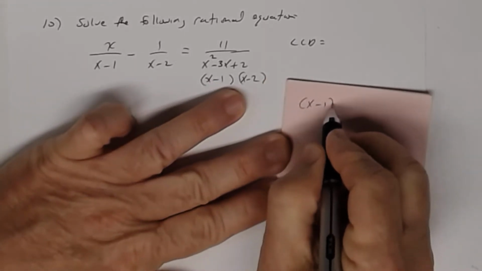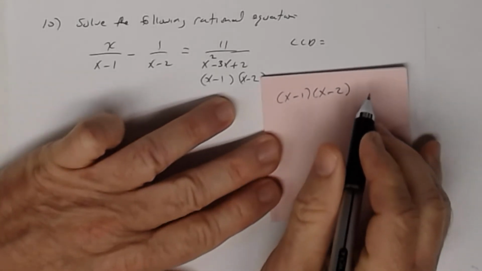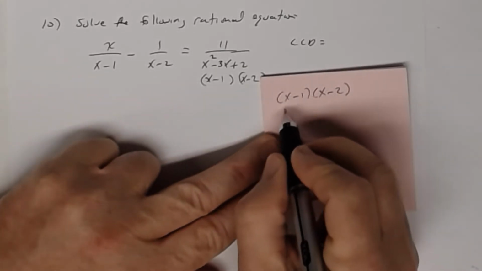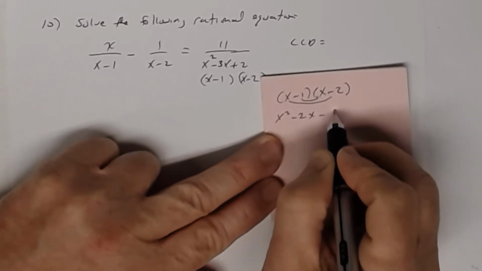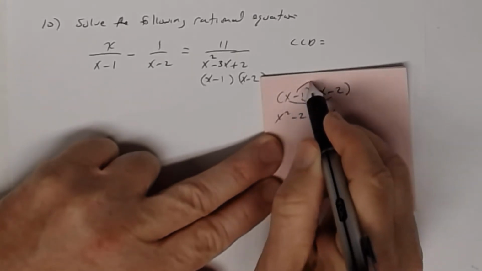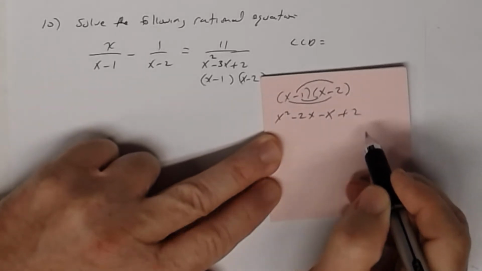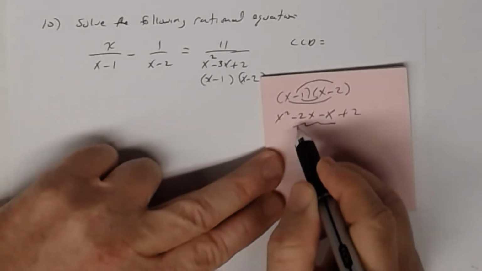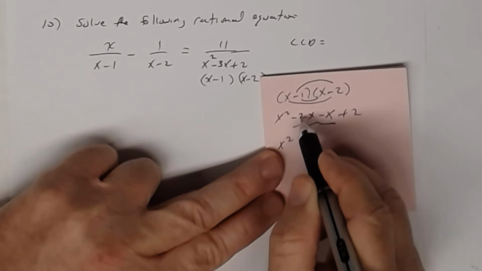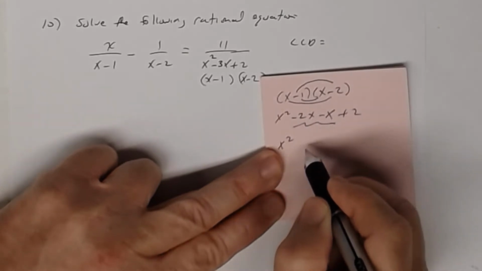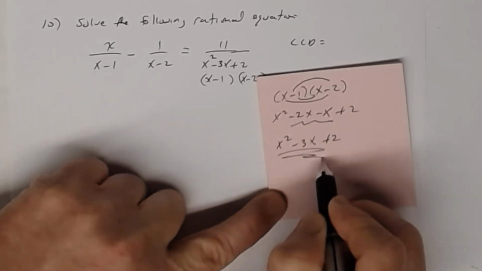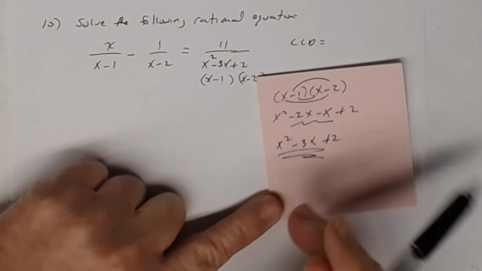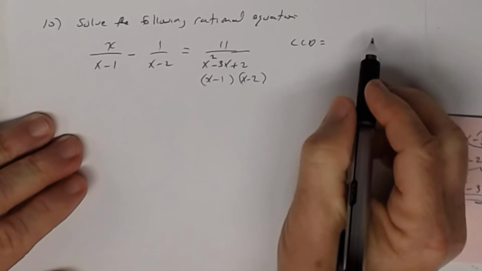x minus 1 times x minus 2, and you FOIL it, you'll get x times x is x squared. The outer is a negative 2x. The inner is a negative 1x. And the last, a negative 1 times a negative 2 is a positive 2. Combining like terms, I get x squared, a negative 2x and a negative 1x is a negative 3x, and then plus 2. Notice that is what you wanted. Okay? All right. So now we got to find the least common denominator.